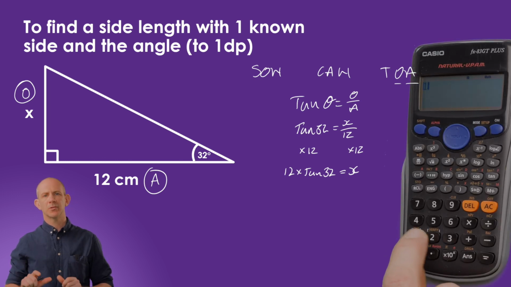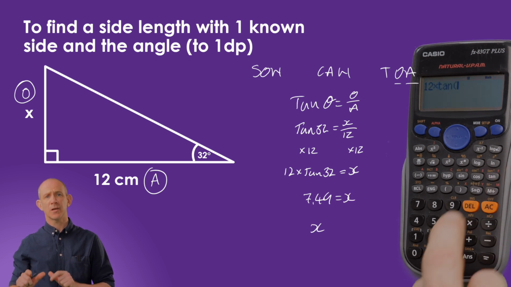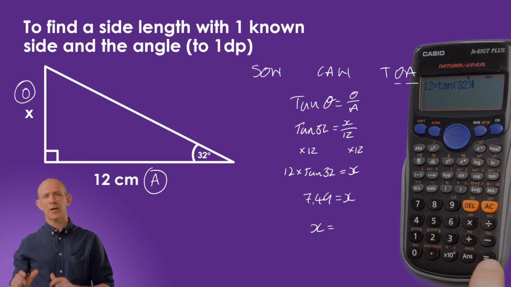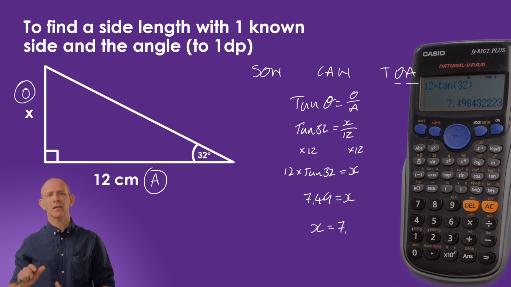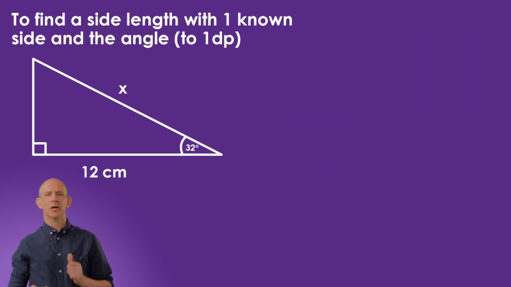Let me show you what happens when we put that into the calculator. This gives us 7.49 to equal x. We're then going to round it to one decimal place, and it gives us the length of 7.5 centimetres. Now let's see how we deal with an unknown side being the denominator of the fraction.